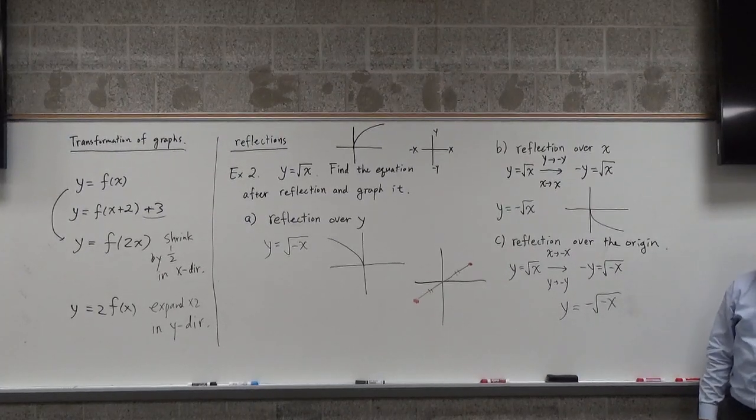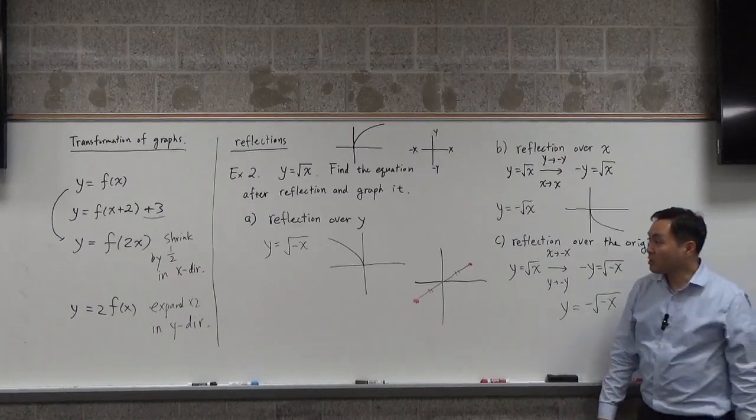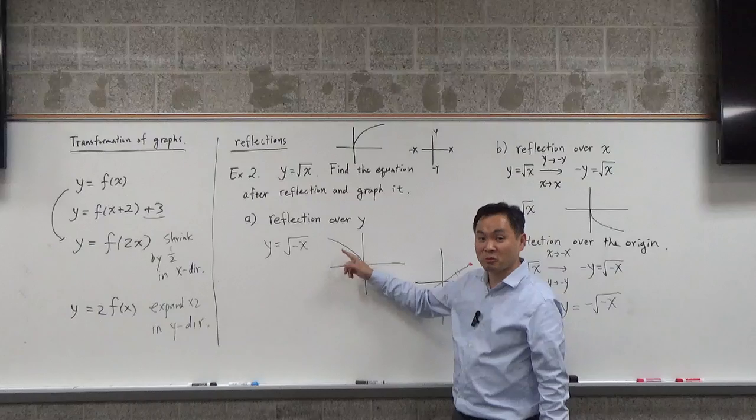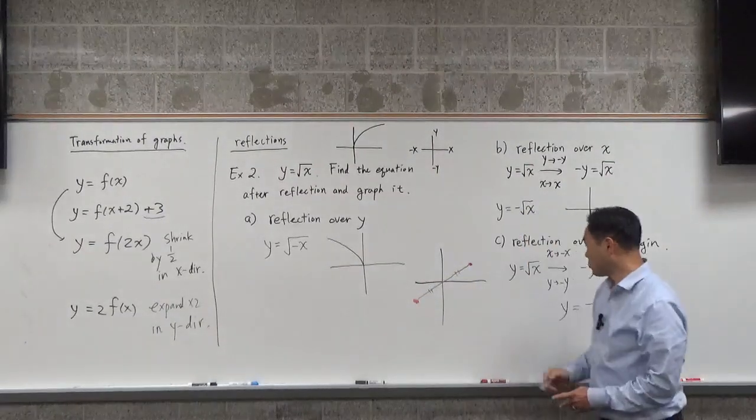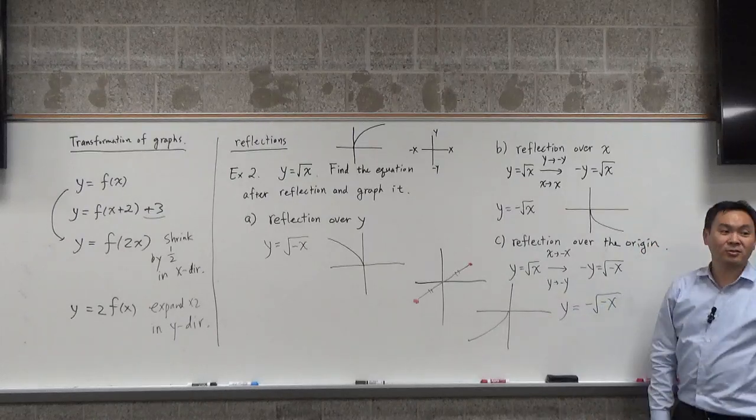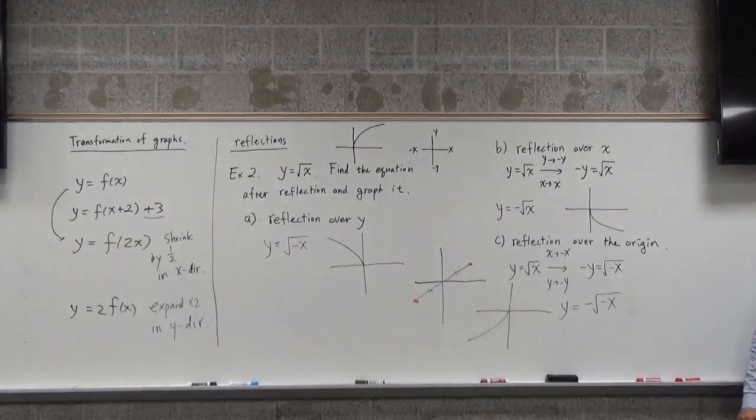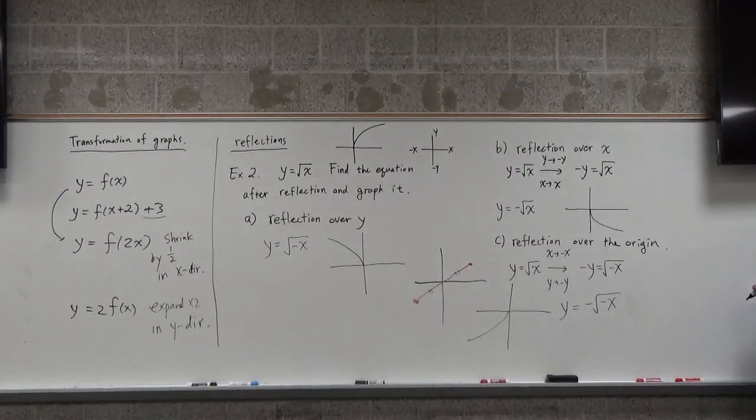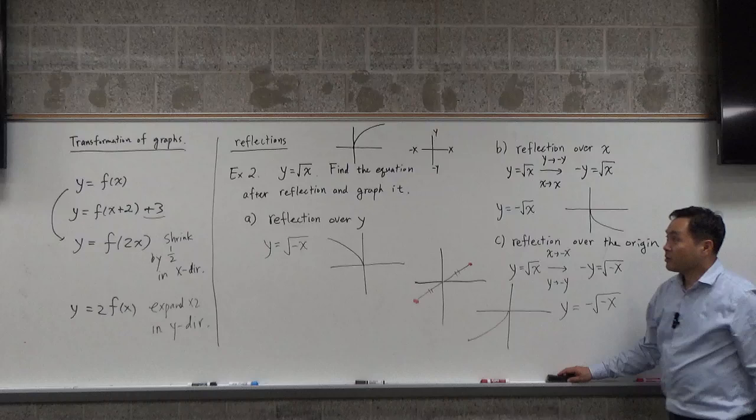Now, what is the graph, though? Well, that's same as reflection over y and then reflection over x, right? So you can take this one and reflect over the x. What graph would you get? Like that, right? So that would be the graph after reflection over the origin. Okay. Do you have any questions? Okay.